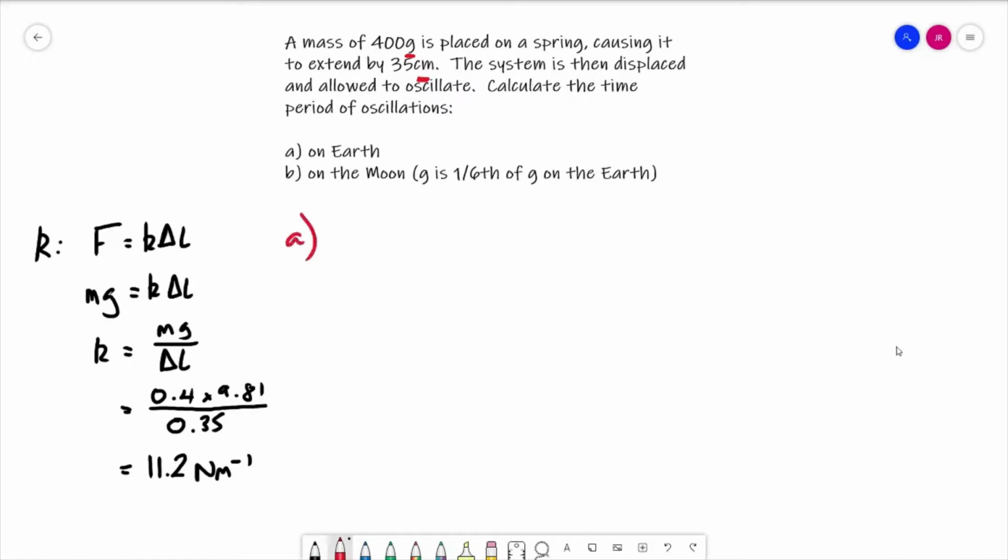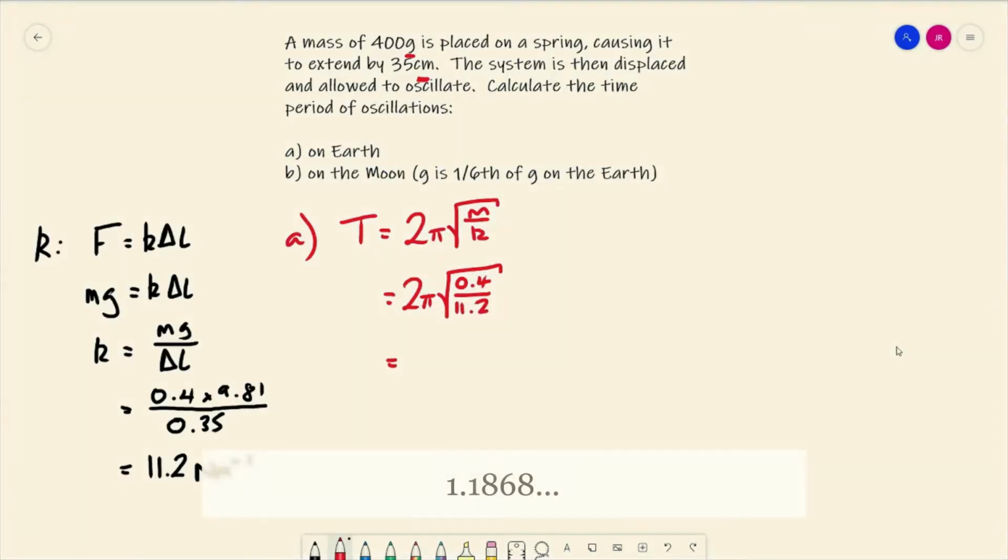Now for the first part then, we go straight into T is equal to 2 pi root m over k, and 2 pi root 0.4 divided by 11.2. That gives us 1.18, etc. on the calculator. So I'm going to round that to 1.19 seconds.